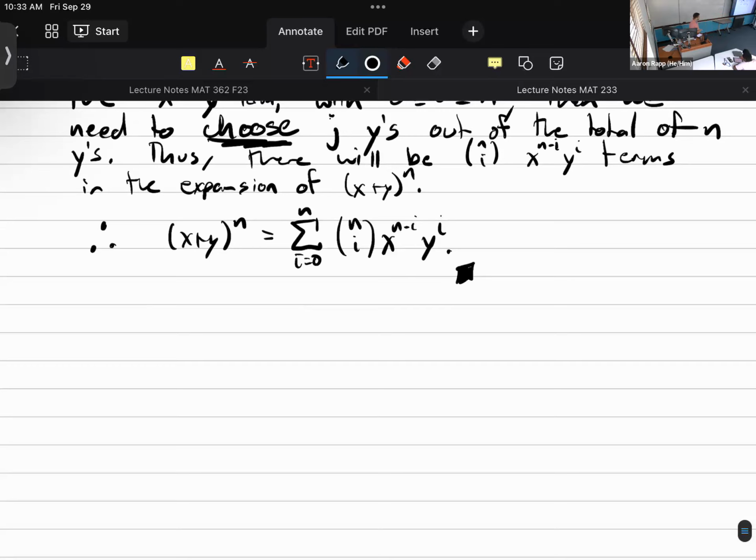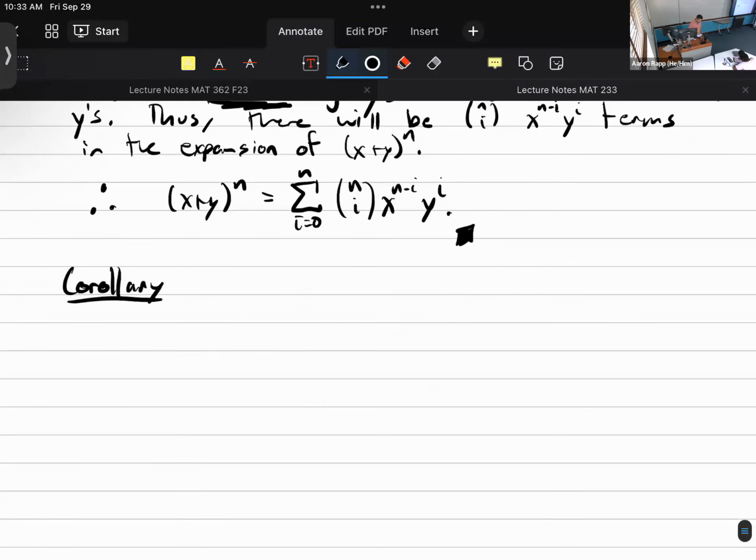Well, we can actually use that binomial theorem in other ways, to prove some other concepts. So for example, we're going to have this corollary. A corollary is a theorem on its own, but its proof is going to involve just a simple application of the binomial theorem. And what this corollary says is, let n be some natural number.